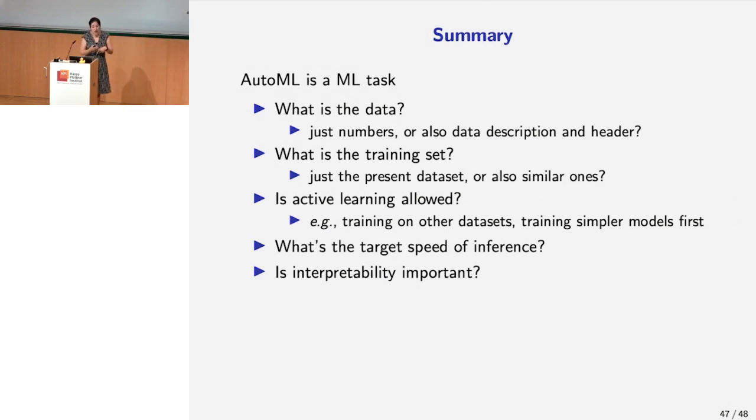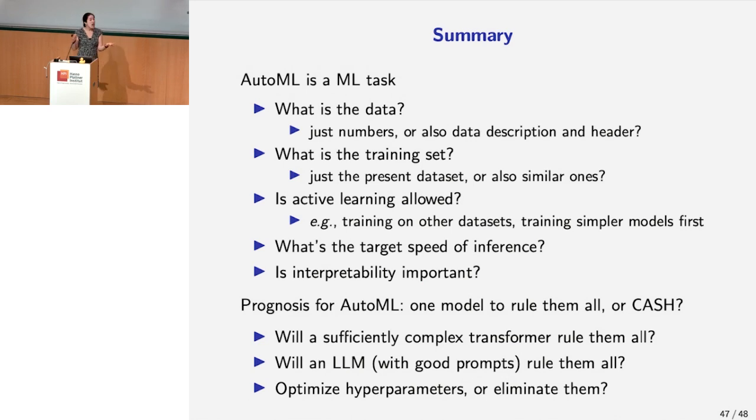Okay, so maybe you're allowed to train on other data sets, maybe you're allowed to train simpler models first, maybe you're allowed to ask experts what they think about your answers. You think that things are unsupervised, but actually maybe you do have access to a little bit of expert feedback. What's the target speed of inference? You're going to use really different models depending on how much time you have, and there are a lot of applications in scientific domains where the users don't have a lot of patience and they do want answers fast. Okay, and they want answers that they can understand and interpret, and use to make decisions.